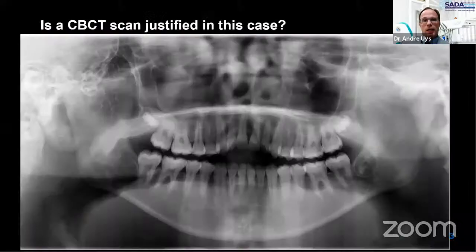Now, I want to challenge you right here in the beginning and give you this panoramic radiograph. I want you to see if you can identify, or rather, give me an indication, is a CT justified in this case? This was a healthy 12-year-old patient that presented with an anterior open bite, and he requested orthodontic treatment. That's why we acquired this panoramic radiograph. Think about this while I present, and I'm going to give you the answer right at the end. But take a moment and have a look at this radiograph. Will you take a CBCT? Is it justified? Yes or no? And then I'll give you the answer right at the end.